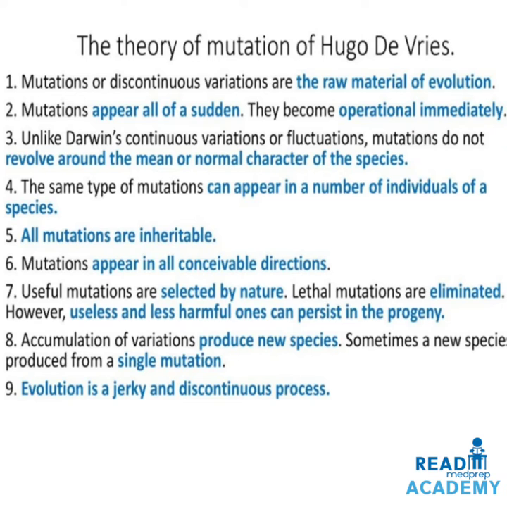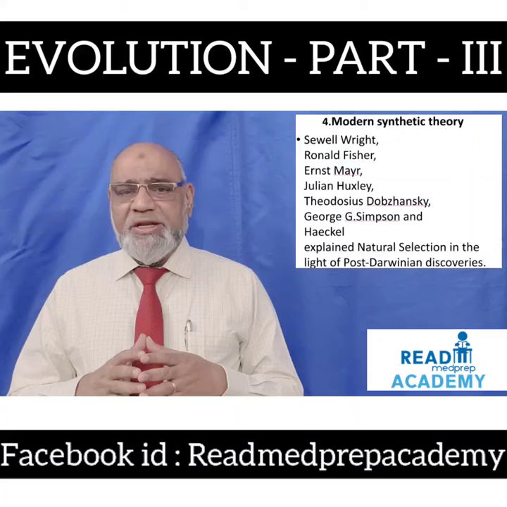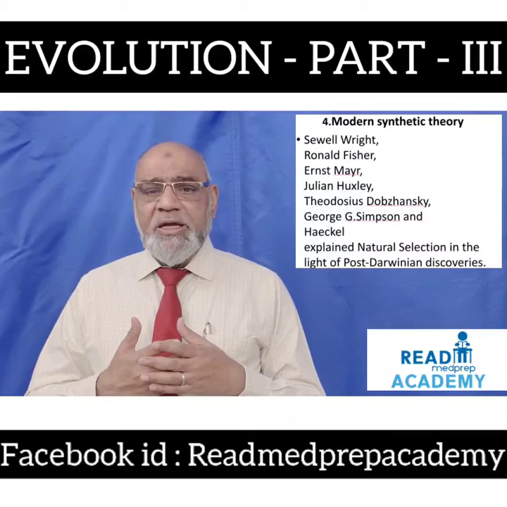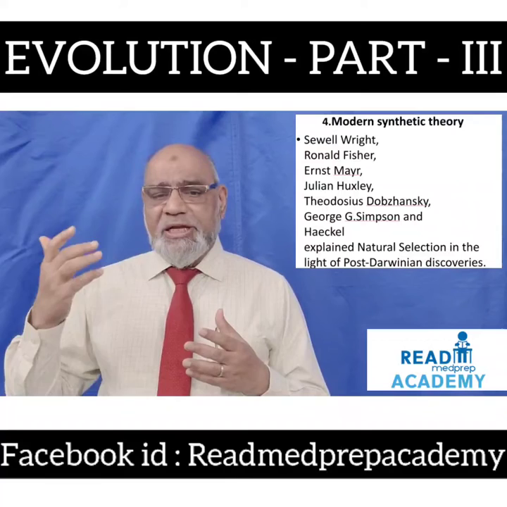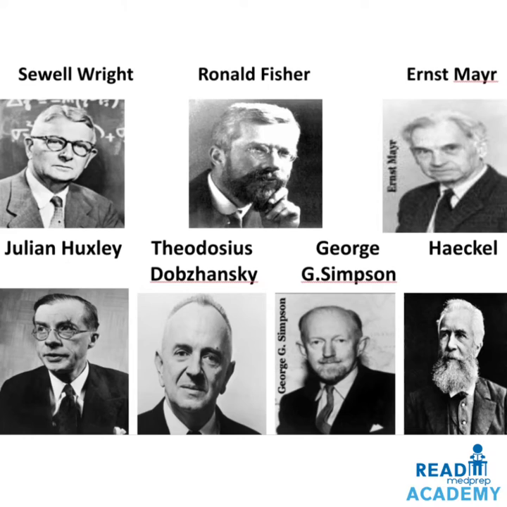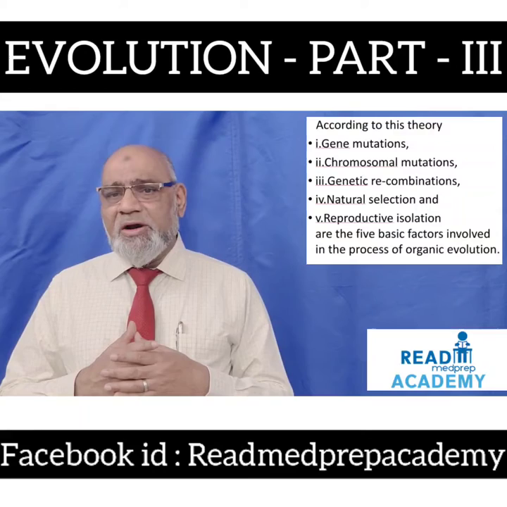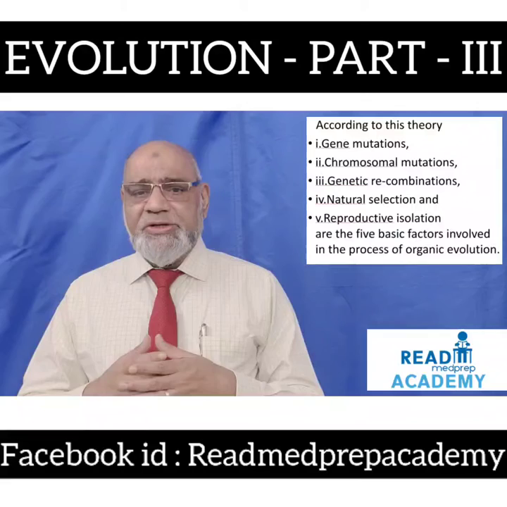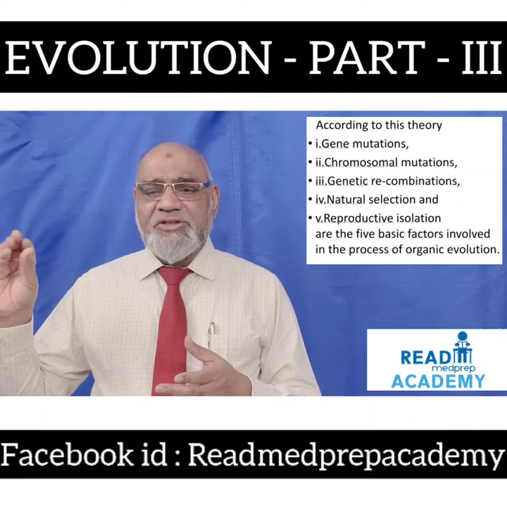Now, the modern synthetic theory. Sewall Wright, Ronald Fisher, Ernst Mayr, Julian Huxley, Theodosius Dobzhansky, George G. Simpson and Haeckel explain natural selection in the light of post-Darwinian discoveries. Here you can see the images of these scientists. According to this theory of modern synthesis, gene mutations, chromosomal mutations, genetic recombinations, natural selection and reproductive isolation are the five basic factors involved in the process of organic evolution.